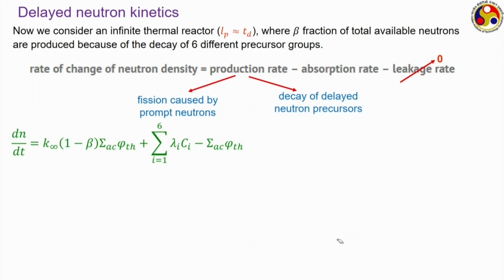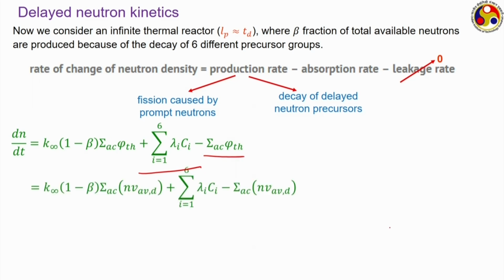And the second production part, that is the decay of delayed neutron precursors, is this. Here lambda i is the decay constant for the ith group of precursors, the average decay constant, and C i is the concentration of that ith group. And finally, we have the absorption rate here. Now, phi we know can be written as the neutron density into the average velocity of neutrons. So, this change has been done here: phi has been replaced by n into V average for this diffusing neutron.